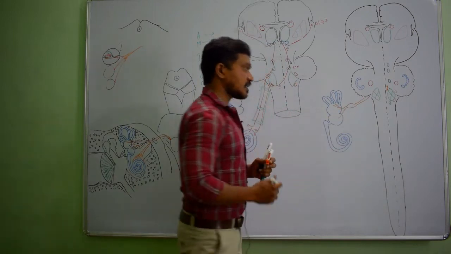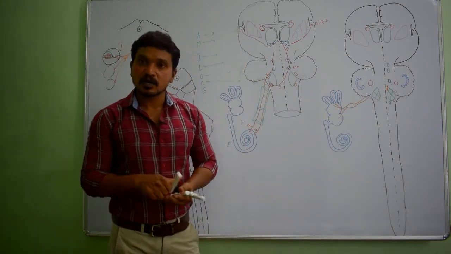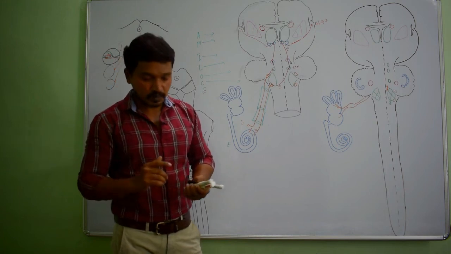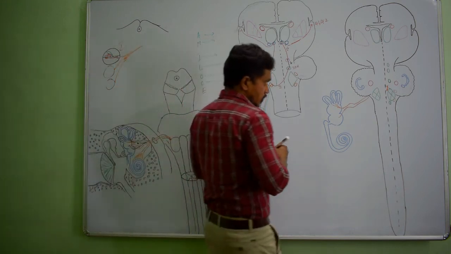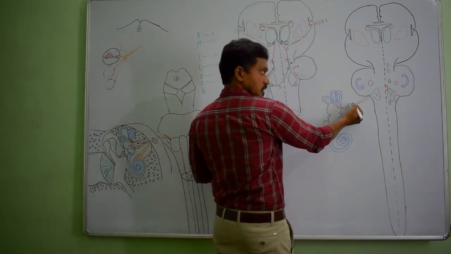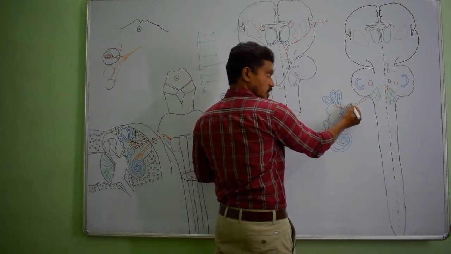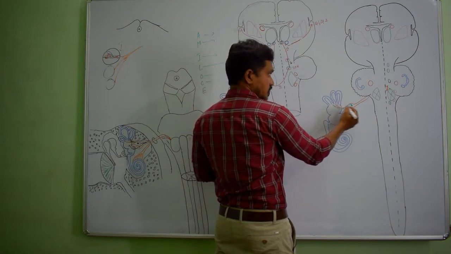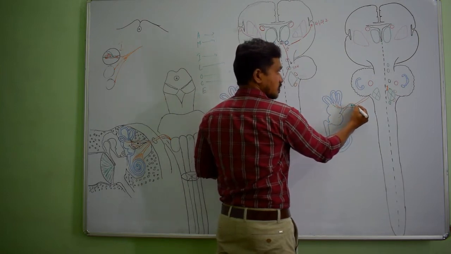So here a ganglion is there. Within the ganglion, which neurons are present? Pseudounipolar neurons, or first order neurons, are present. So here first order neurons, right? This is the cell body and this cell body has a process. This is the peripheral process and here is the central process.